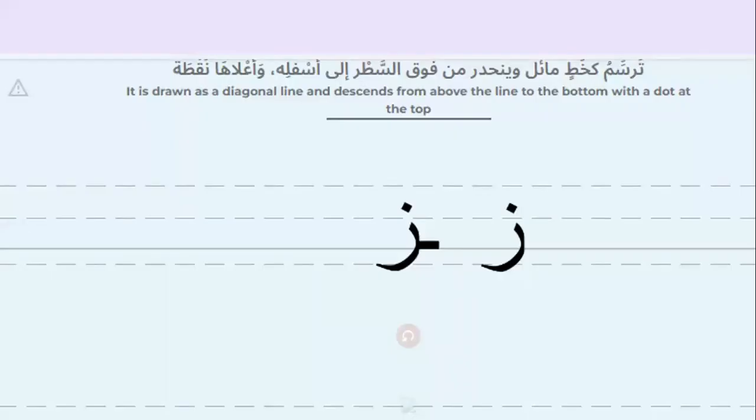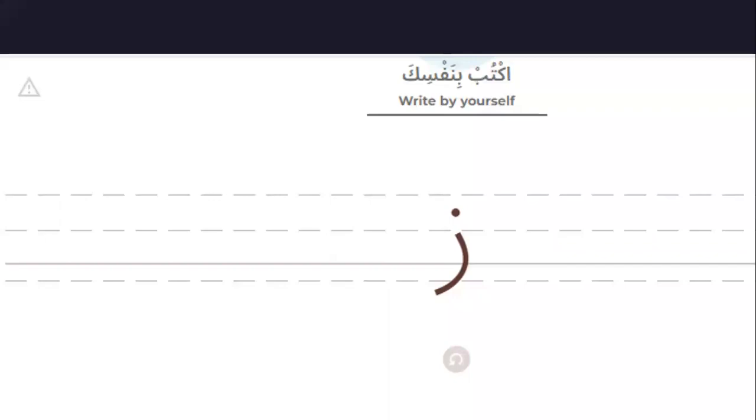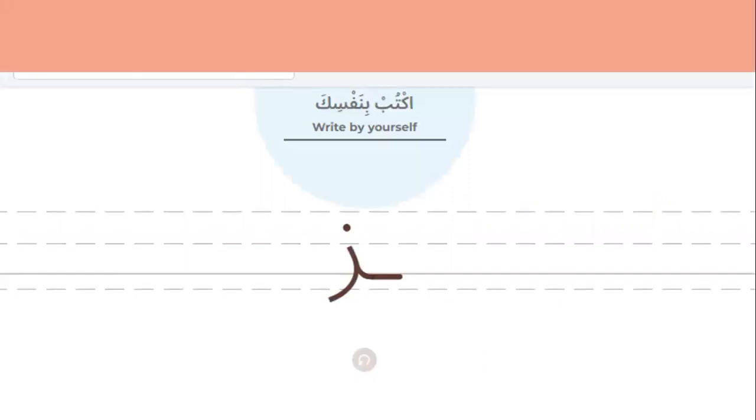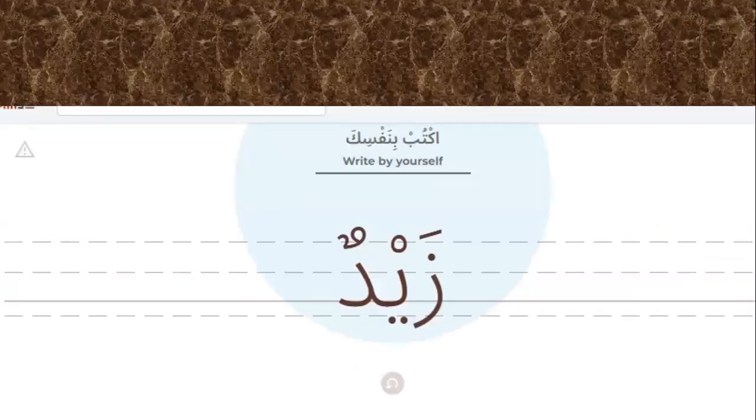Now it's creative writing. Please don't forget to get paper and pencil. Write letter Zai. It's drawn as a diagonal line that descends from above the line to the bottom, with a dot at the top. It's like this. Zai. Try to write letter Zai. Okay, did you finish? Please write letter Zai in the beginning. Yes. Zai in the middle. Please try to write. Please write Zaidon. Did you finish? Okay, good.